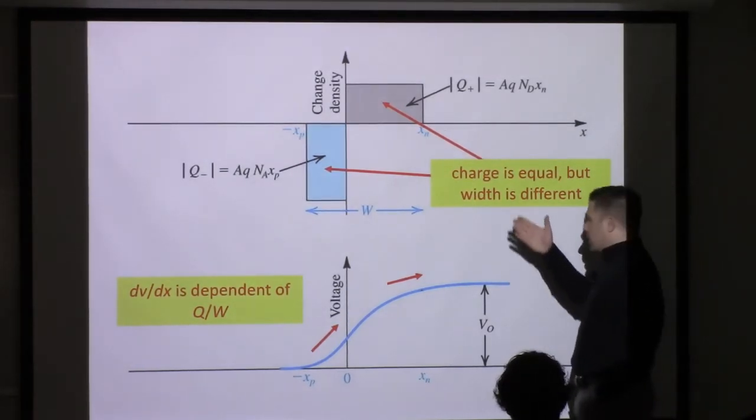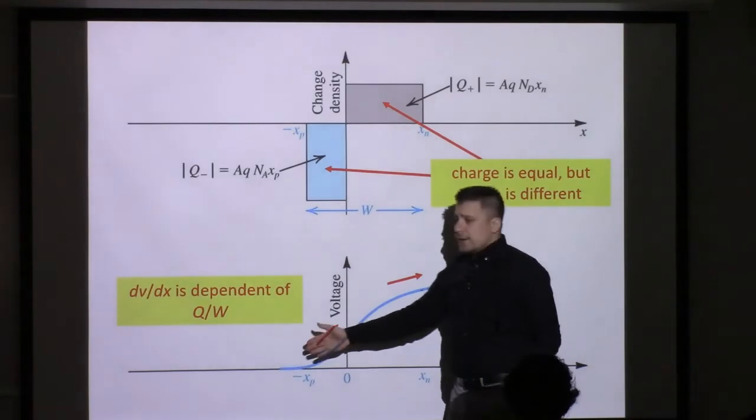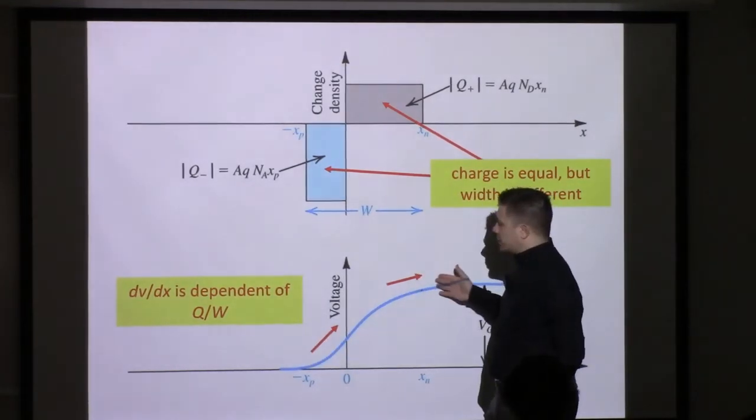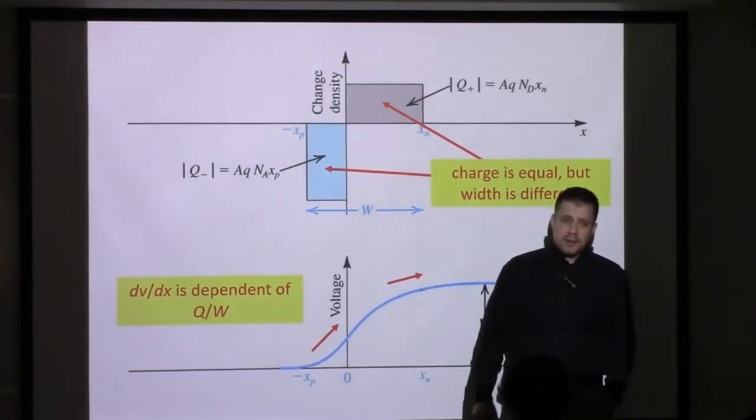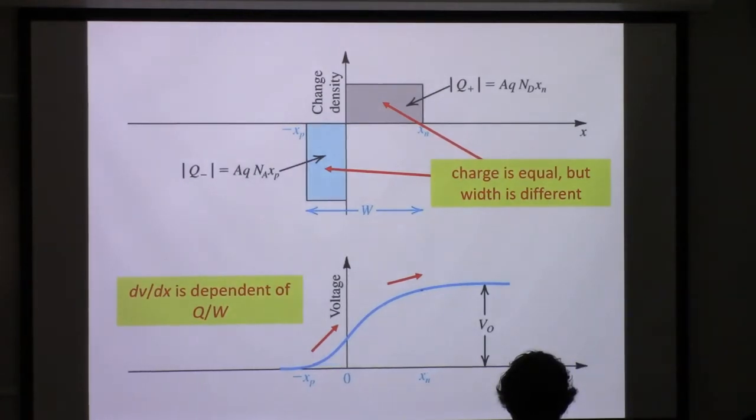We can also calculate from that graph the voltage associated with that charge, and it would look something like this right here. We've been mostly using a straight line to represent the built-in voltage, but that shape is more representative.